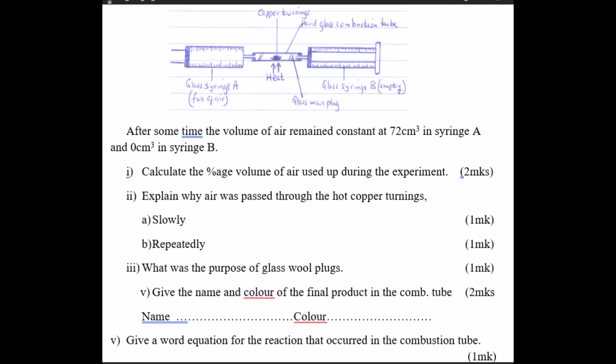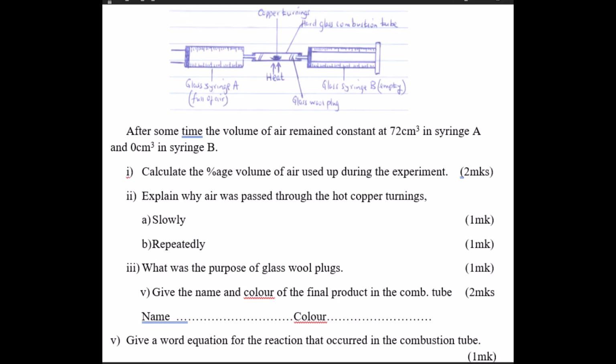Roman 2, you're supposed to explain why air was passed over heated copper turning slowly, and part B, repeatedly. Then you go ahead to Roman 3. You state the purpose of glass wool. You can see on the setup the glass wool. They are fixed to the end of the combustion tube.